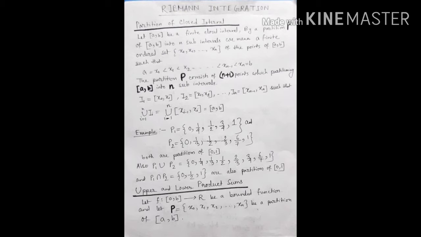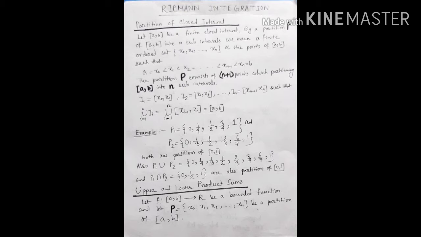The partition P consists of n+1 points, which partition the closed interval [a, b] into n subintervals. So I1 = [x0, x1], I2 = [x1, x2], ..., In = [xn-1, xn], such that the union of Ii for i = 1 to n is the union of [xi-1, xi] for i = 1 to n, which is equal to [a, b].